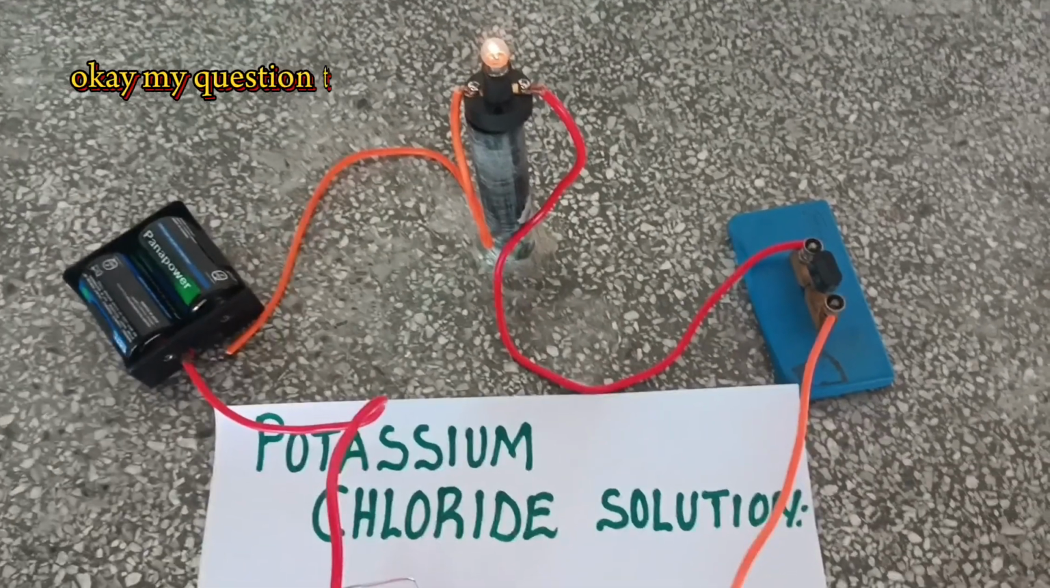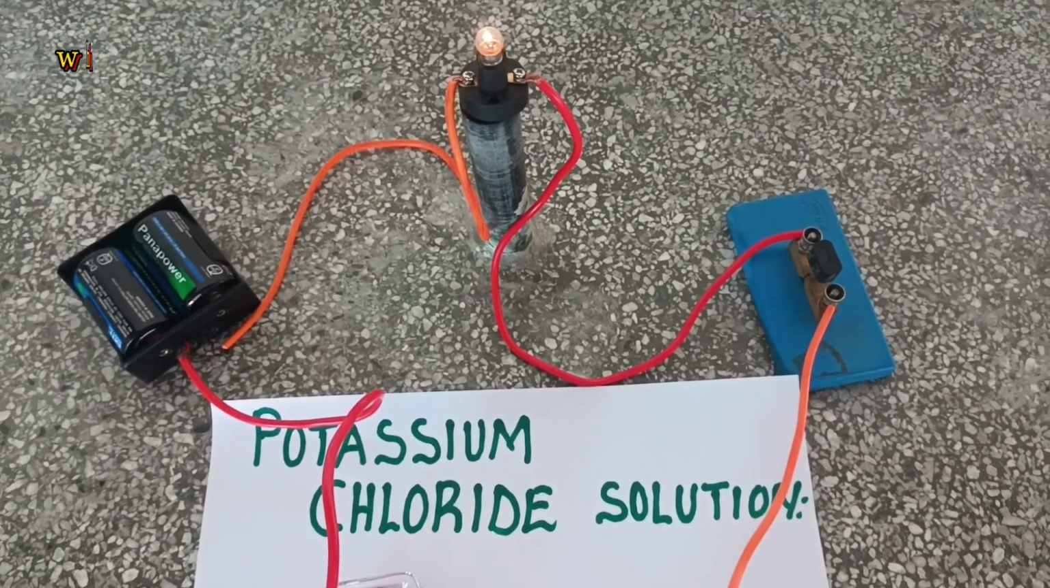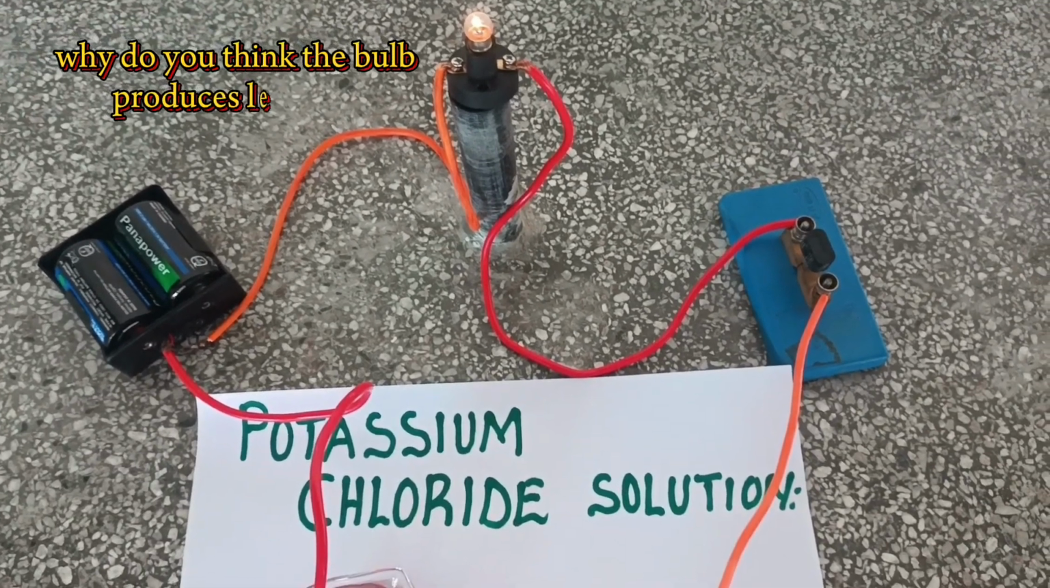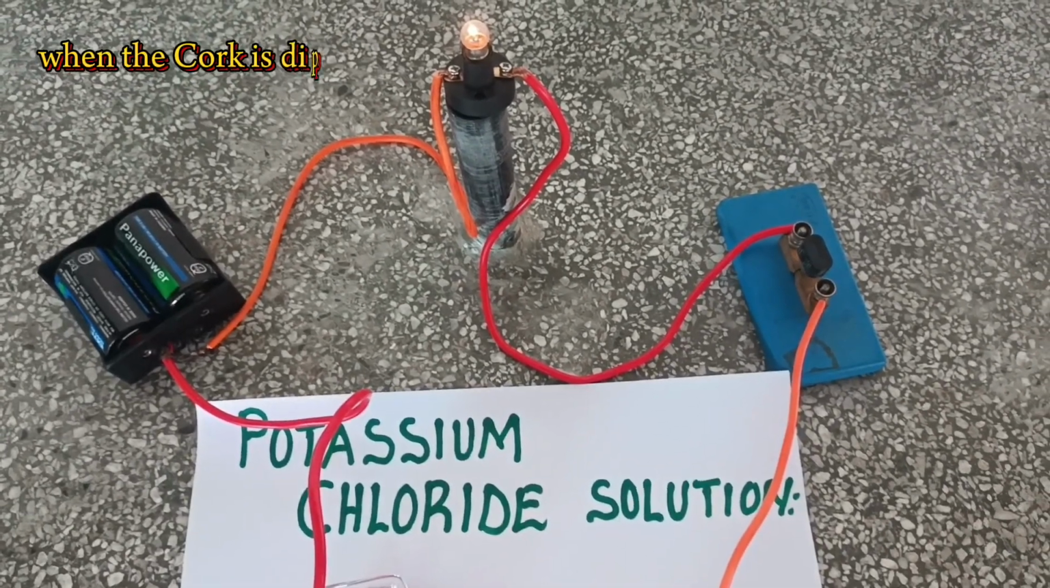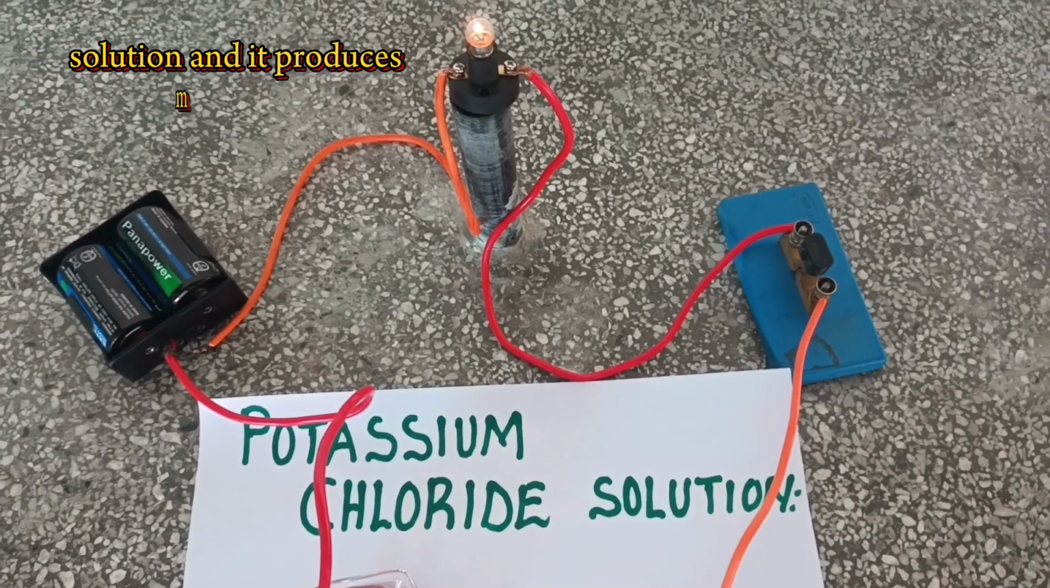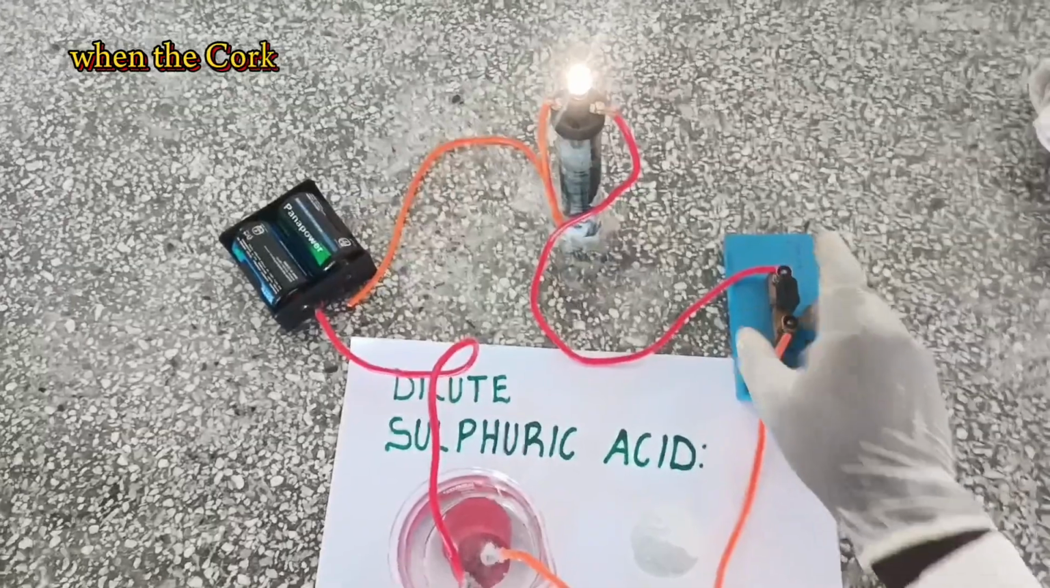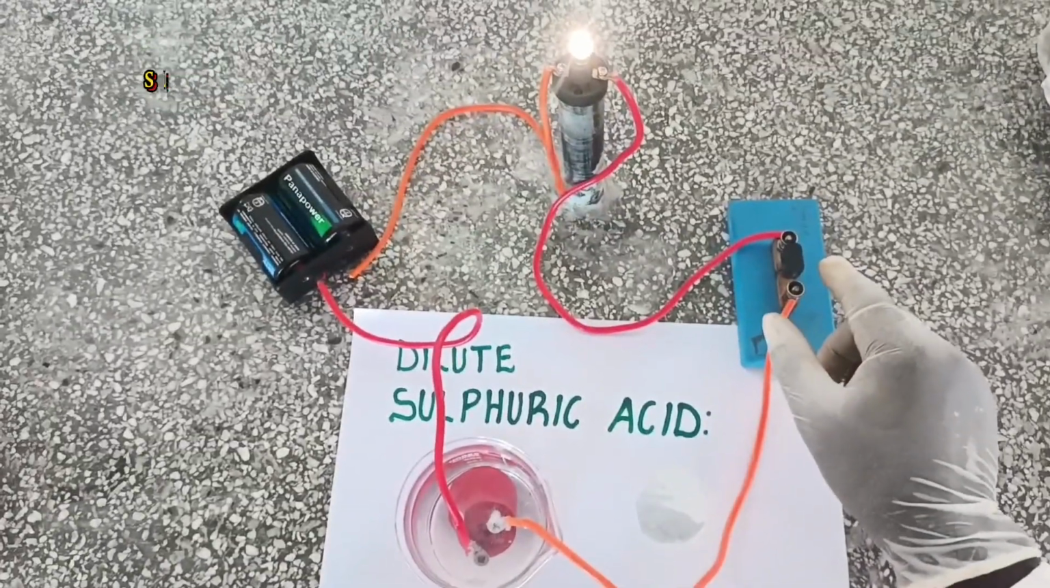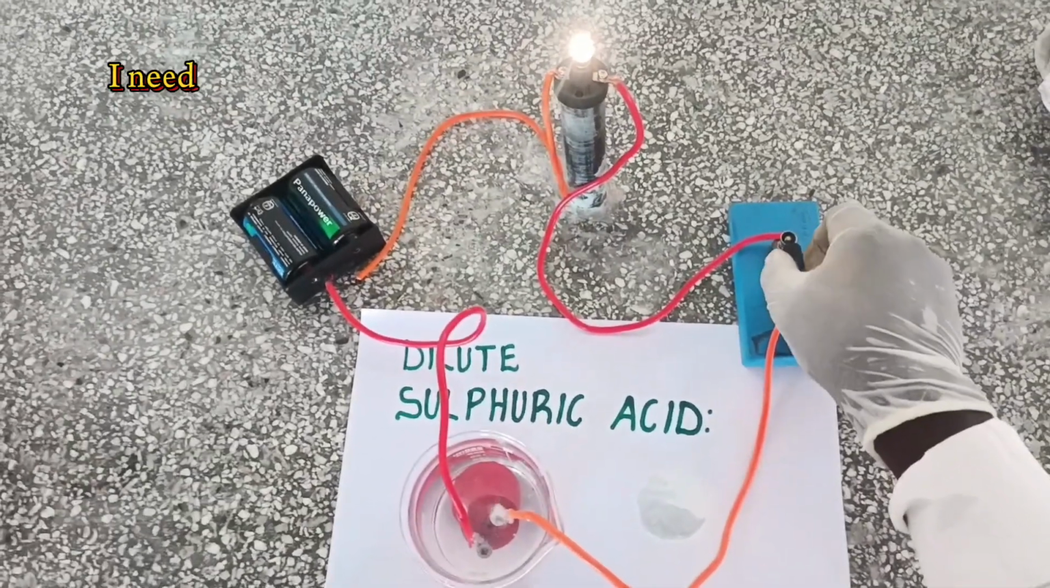Okay, my question to you, the learners. Why do you think the bulb produces less light when the cork is dipped into potassium chloride solution, and it produces more light when the cork is dipped into dilute sulfuric acid? I need your answer.